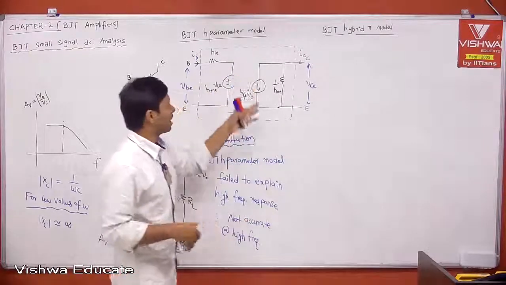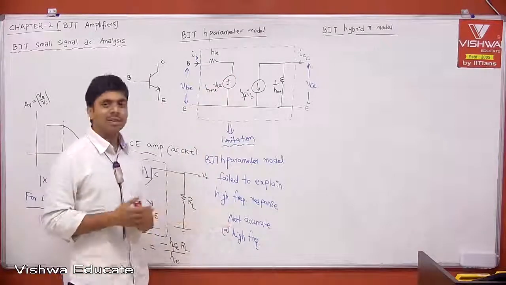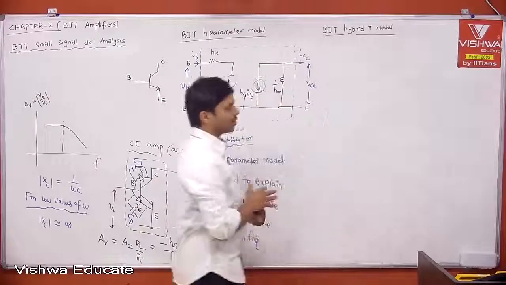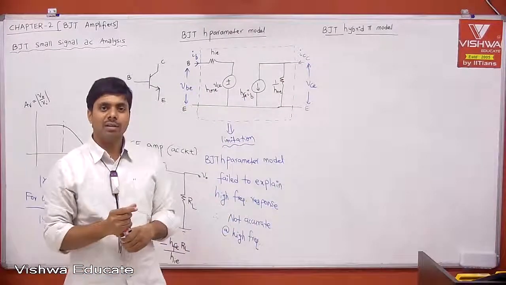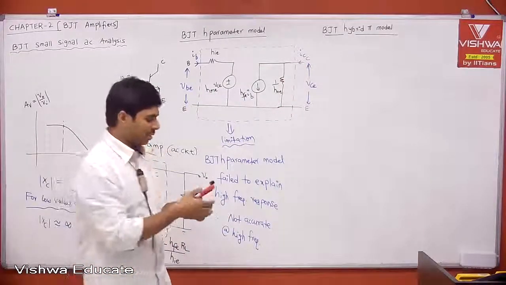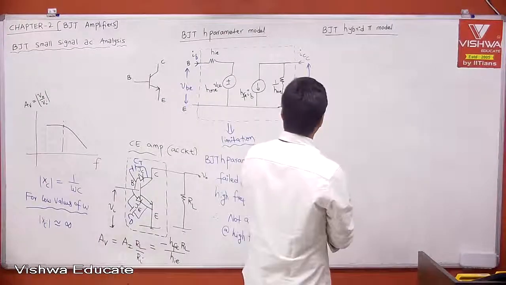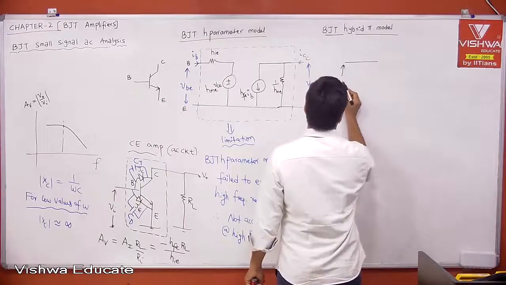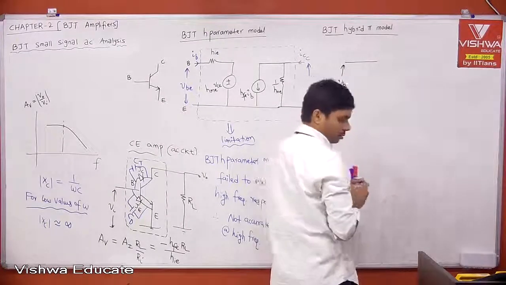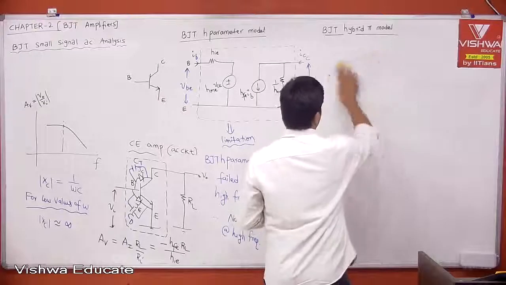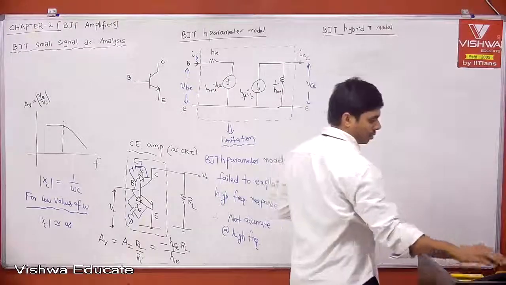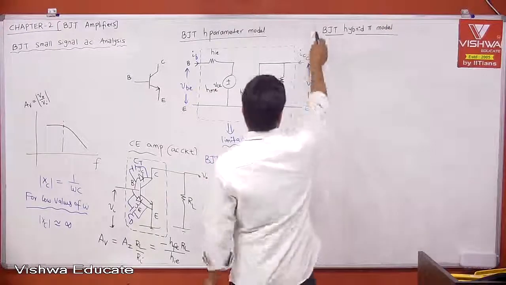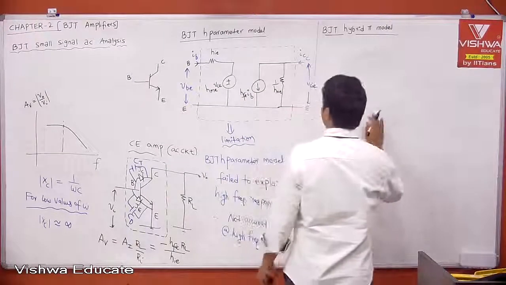I could add the capacitances directly here and it would explain high frequency response also, but people did not do that. People just changed it into voltage controlled current source action, with the internal capacitances also. Just listen how to do it. Now, what is your input? My input is VBE.